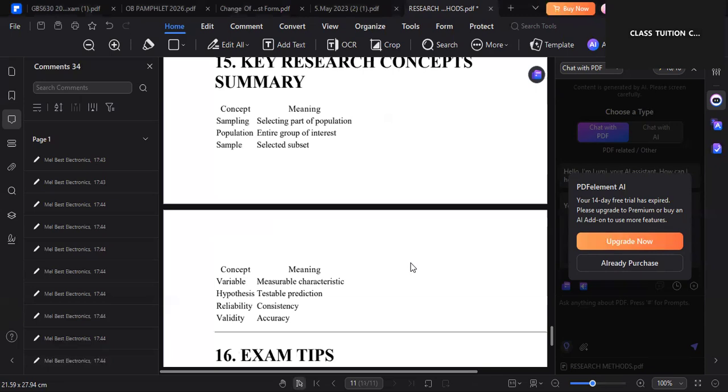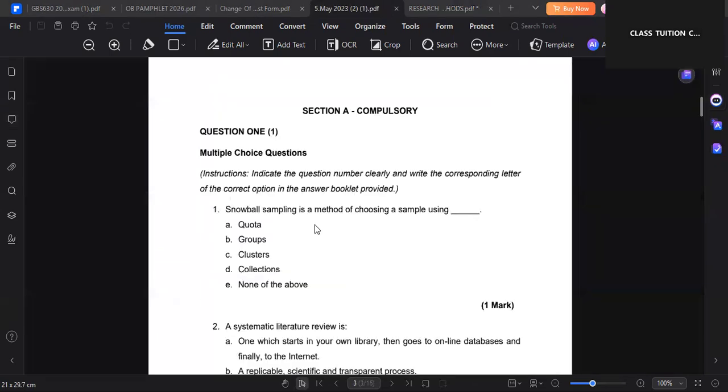So we also look at some of the key concepts. So we've talked about all these. So now I hope we are ready for going through our exam paper. So question number one, snowball is a method of choosing a sample using what? Quarters, groups, clusters, and collections. What was our answer? What's our answer?